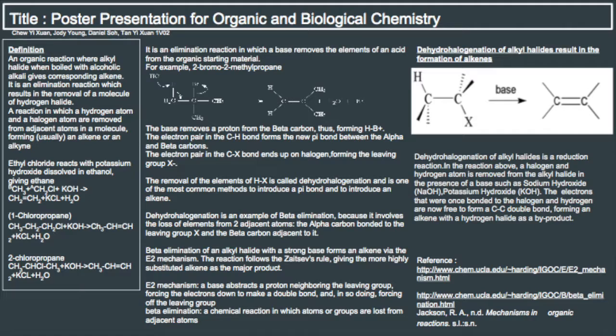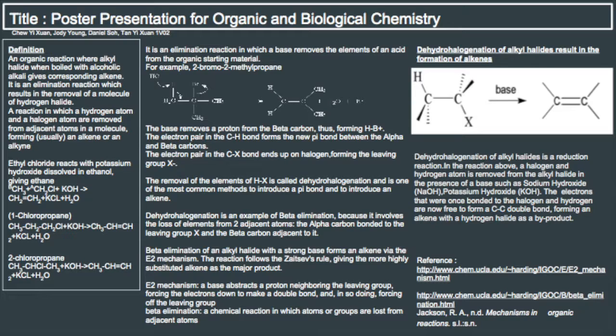Dehydrohalogenation is an example of beta elimination, which is a chemical reaction in which atoms or groups are lost from adjacent atoms. Because it involves the loss of elements from two adjacent atoms, the alpha carbon is bonded to the leaving group X and the beta carbon is adjacent to it. Beta elimination of an alkyl halide with a strong base forms an alkene via the E2 mechanism, in which a base abstracts a proton neighboring the leaving group, forcing the electrons down to make a double bond and in so doing forcing off the leaving group.